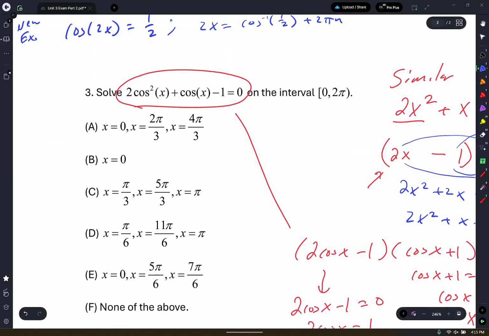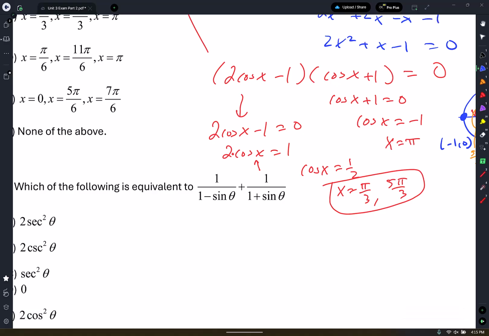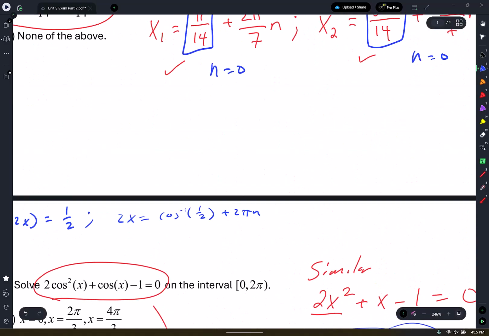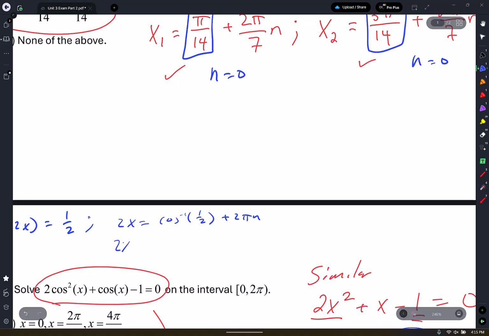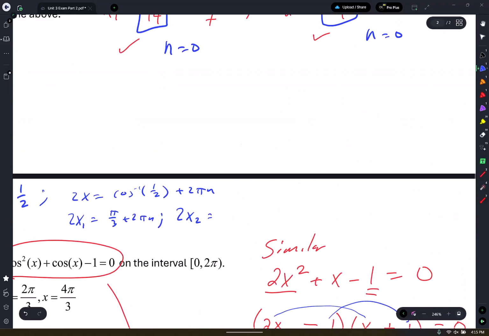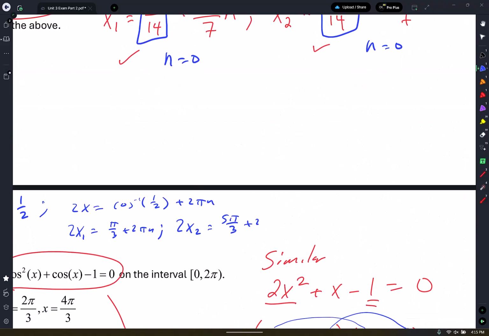Now this is this part. See how we have cosine x equals a half? So this is this. You see that? So I could go from here: 2x1 equals pi over 3 plus 2 pi n; semicolon, 2x2 equals, what was the other one? 5 pi over 3. And now you can divide by 2. Do you see what we're doing? So now x1 equals pi over 6 plus pi n; semicolon, x2 equals 5 pi over 6 plus pi n. If it were like that.